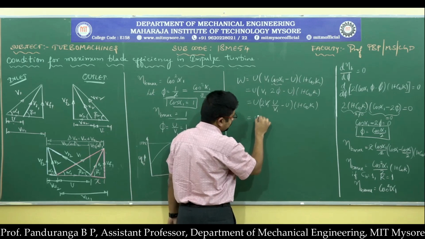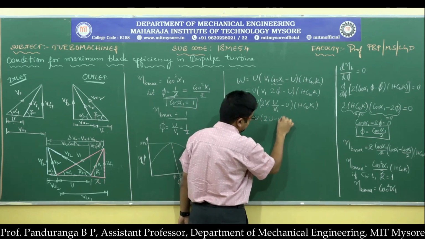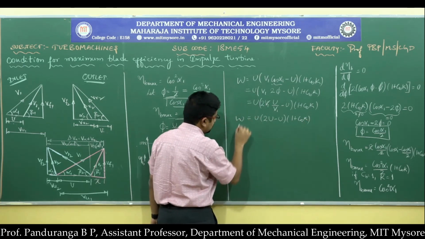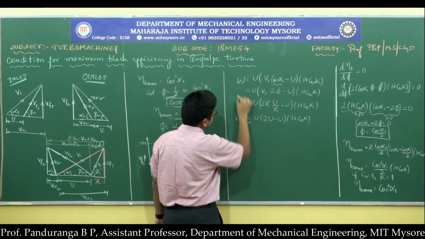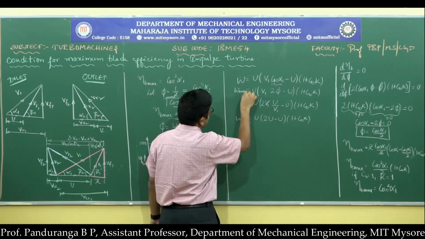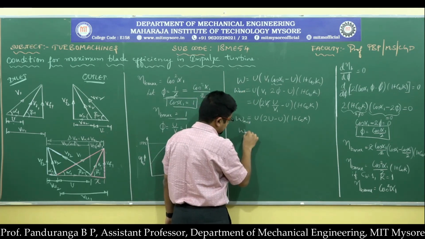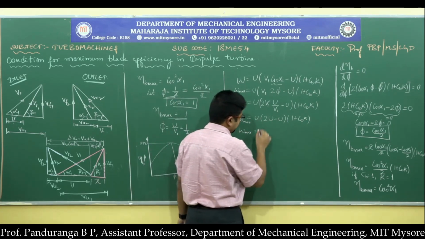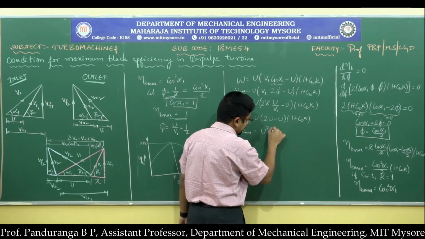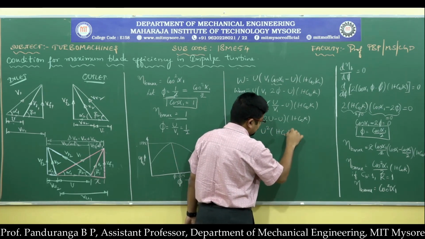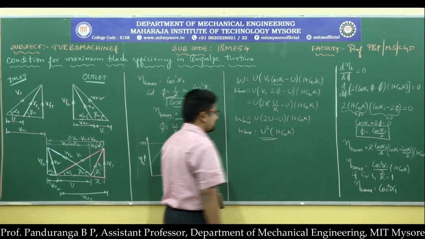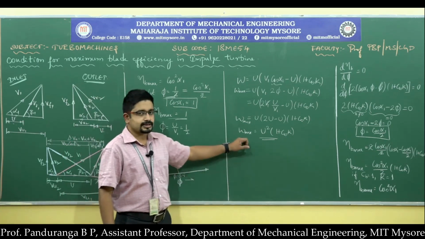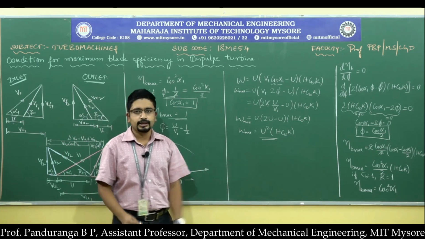So I have U into 2U minus U into 1 plus Cb into K, that is W max. So W max can be written as 2U minus U is U, multiplied by U which is present outside. So we have U square into 1 plus Cb into K. So this is the equation for maximum work done. So this gives us the maximum work extracted from the turbine.